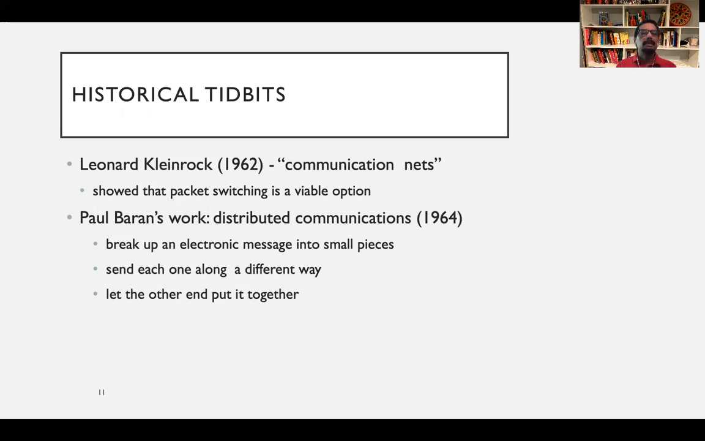The other important historical tidbit is Paul Baran's seminal paper that came out in 1964. He talked about how you can think about an idea where you break an electronic message into smaller pieces.